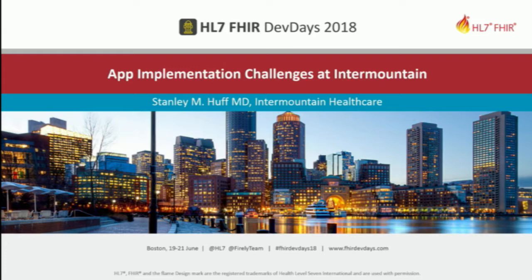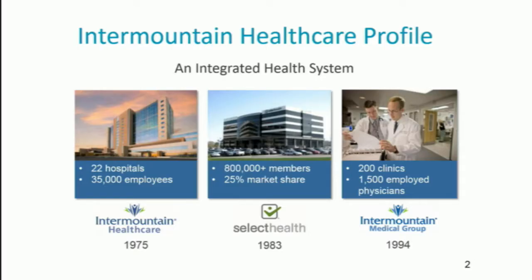It's a pleasure to be here and talk about some FHIR implementation that we've been doing at Intermountain. Just quickly about Intermountain, we're a not-for-profit healthcare provider with 22 hospitals. We also have a health plan with 800,000 members, and about 1,500 employed physicians, and 35,000 employees overall within Intermountain.